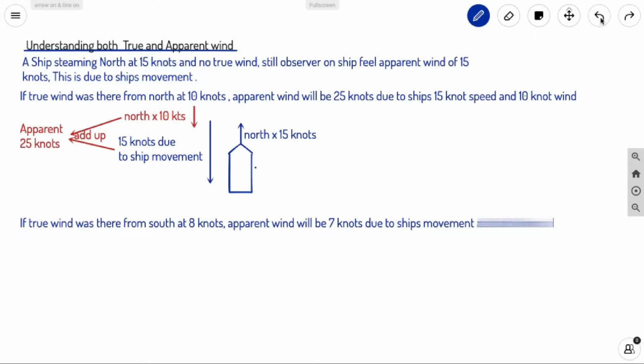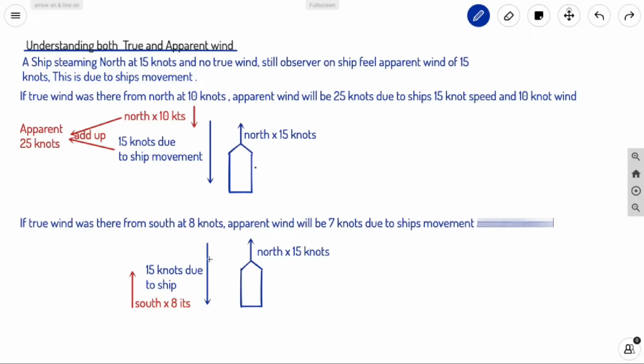So we can say now, the ship was moving north at 15 knots as we said, and due to the movement of the ship at 15 knots forward, we will be experiencing another force equal to the ship speed, 15 knots, in the opposite direction. And we said the wind is south, that means it's coming from south, and the speed is 8 knots.